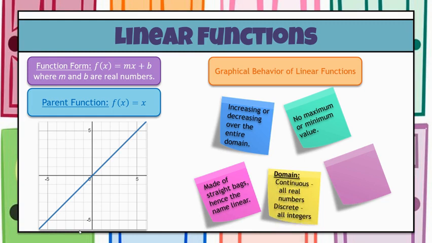Domain is going to be continuous, so it's going to go on forever in the x. And if it's a continuous graph, it's all real numbers, meaning it goes forever to the right, forever to the left. If it's discrete, it's all integers. Remember, discrete is our dot graphs, so it would just be dots throughout that. The range, if the graph is continuous, it's going to be all real numbers because it's going to go forever up, and it's going to go forever down.